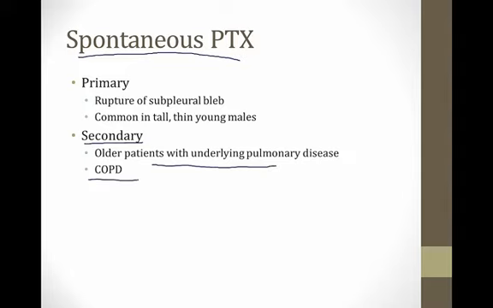There are sometimes patients with no history of lung disease who develop a spontaneous pneumothorax. This is called a primary spontaneous pneumothorax. This usually occurs in patients who have subpleural blebs. These are common in tall, thin young males, and they can occasionally develop a spontaneous pneumothorax.